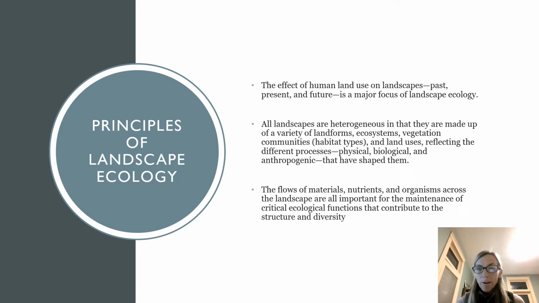All landscapes are heterogeneous, and they make up a variety of landforms, ecosystems, communities, land uses that reflect different processes, physical, biological, anthropogenic, that have shaped them. So the flow of materials, nutrients, and organisms across the landscape are all important for the maintenance and ecological functions that contribute to the diversity and structure within those landscapes.